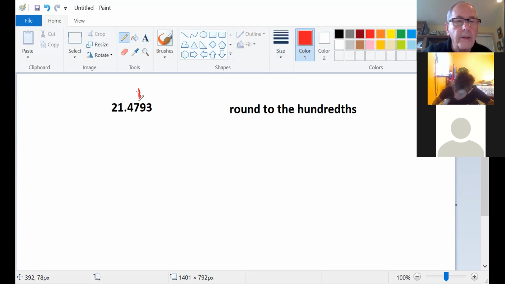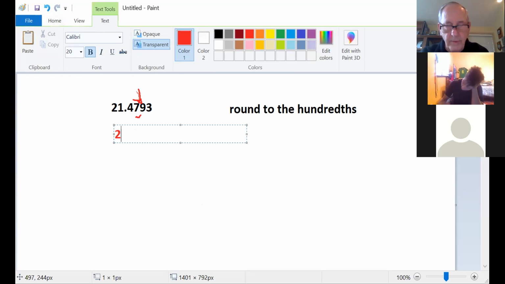Make it thicker. Round. I want to round it right to that number right there, to the 7. Okay, so how do I do that? I look to the right of that, right? I say, oh, this number is 5 or greater. It's a 9. It's 5 or greater, which means that the 7 has to be rounded up by 1.